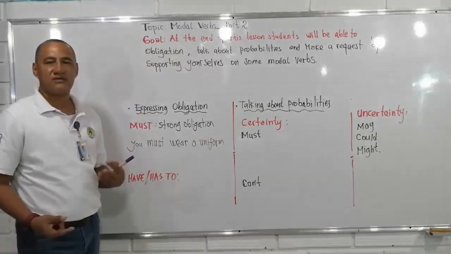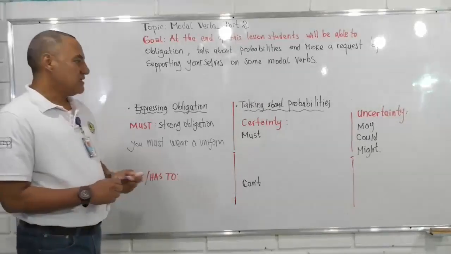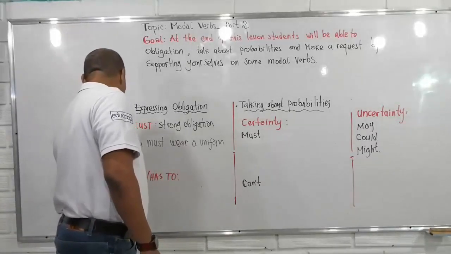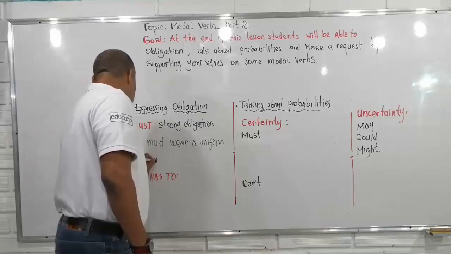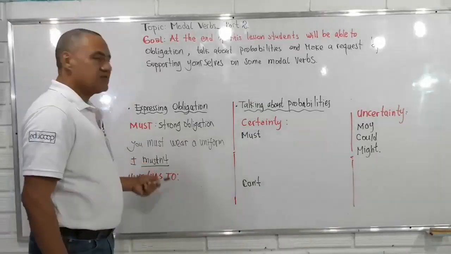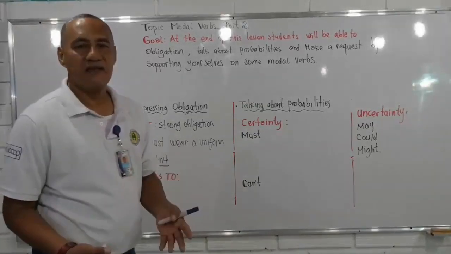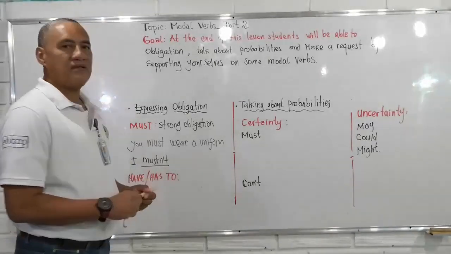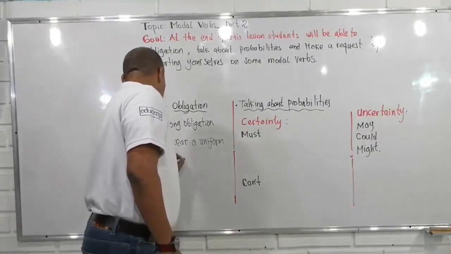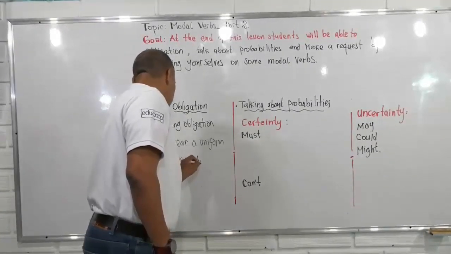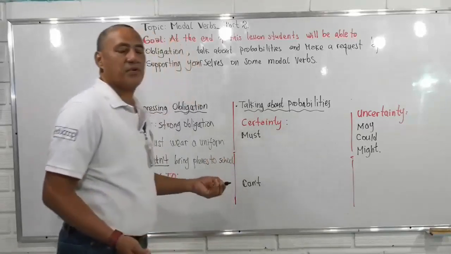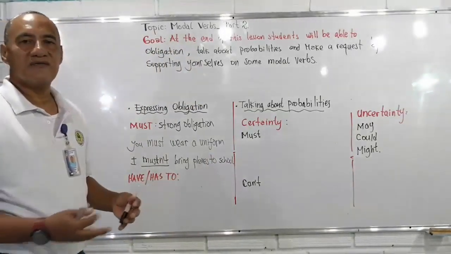Debes llevar puesto uniforme. So if you are here at the school. If we say the negative statement, I mustn't, the negative statement is a little bit different. Mustn't is related to prohibition, something that is banned, prohibido, all right? Then you mustn't bring phones to a school, all right? This is prohibited here. You mustn't bring phone to school.